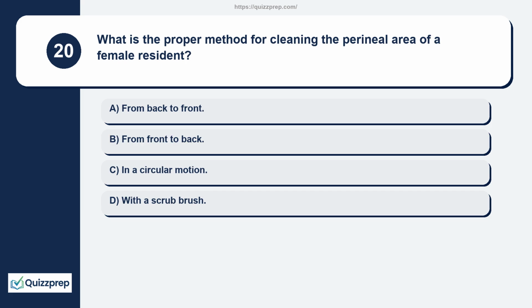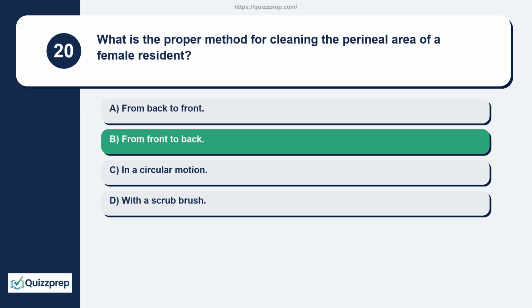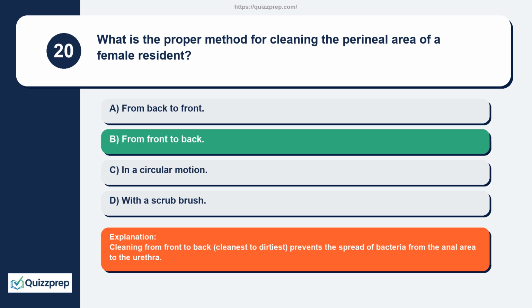Question 20. What is the proper method for cleaning the perineal area of a female resident? From back to front. From front to back. In a circular motion. With a scrub brush. Cleaning from front to back, cleanest to dirtiest, prevents the spread of bacteria from the anal area to the urethra.